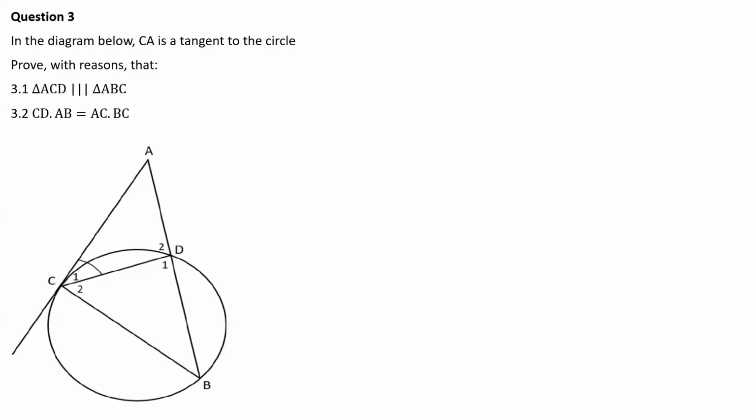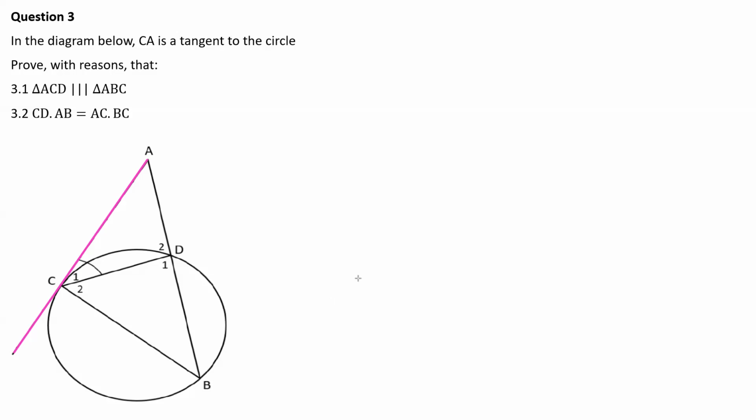I'm reading. Let's go. In the diagram below, CA is a tangent to the circle. Oh, I love that. CA, tangent. All right, so you are a tangent. Prove with reasons that triangle ACD is similar to triangle ABC. All right, I'm ready for this one.